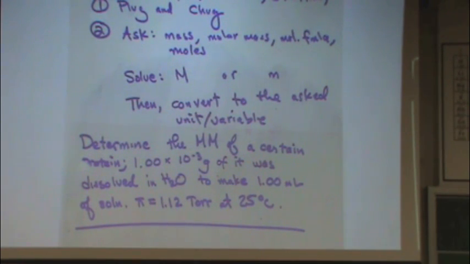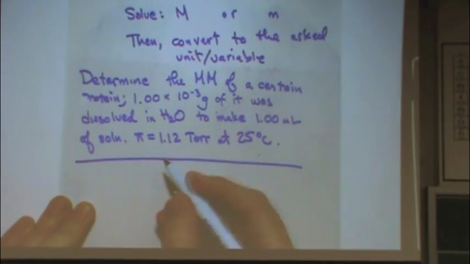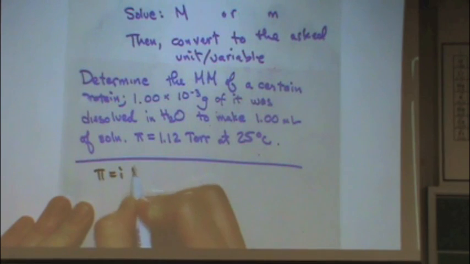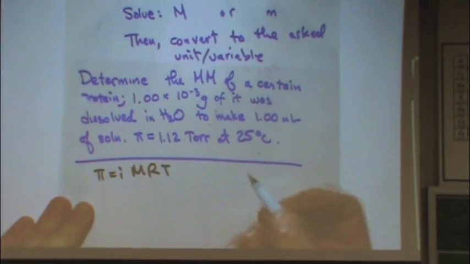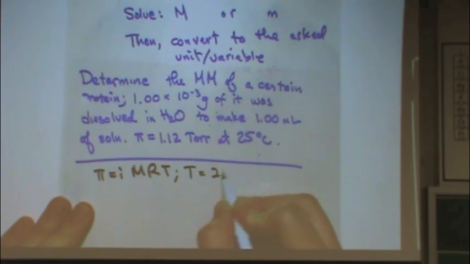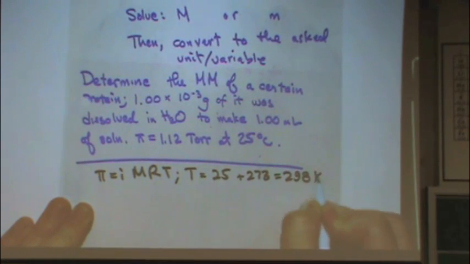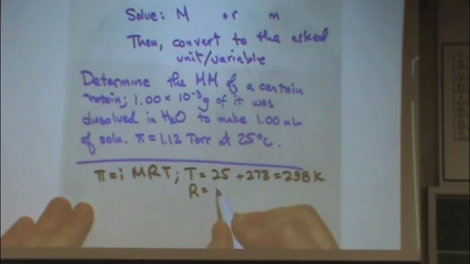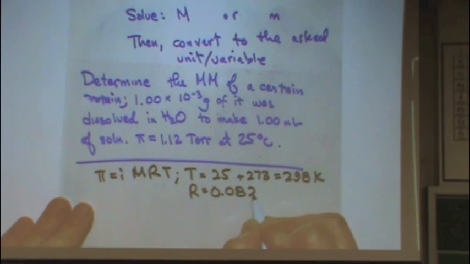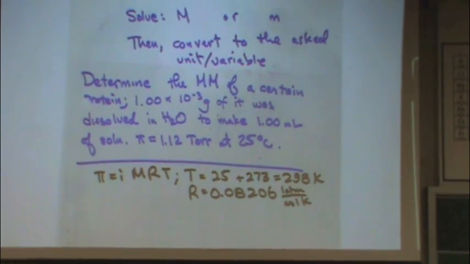So we'll try that. Let me get a different color out. I'm going to scoot this up. So we're going to use pi equals IMRT. And let's just see what we got. T equals 25, and I need to add 273 to that, so it's 298 Kelvin. R, this is like the ideal gas law. We'll give you R on the test. You'll just need to know which one to use. And since the osmotic pressure problem is like the ideal gas problem, we're using this R.